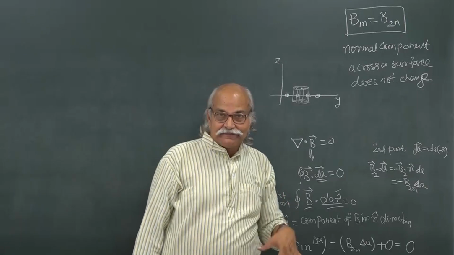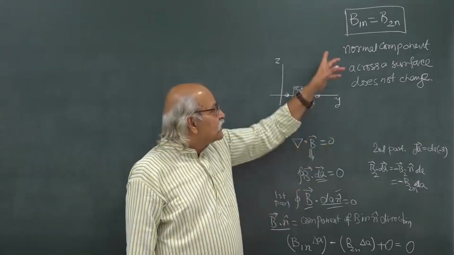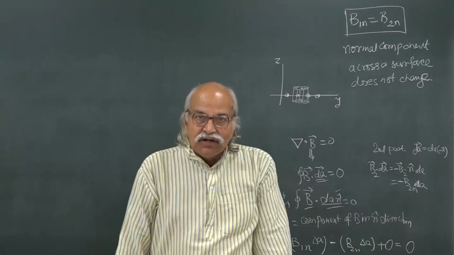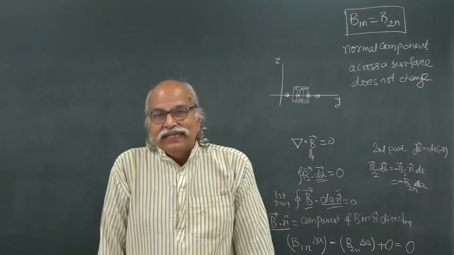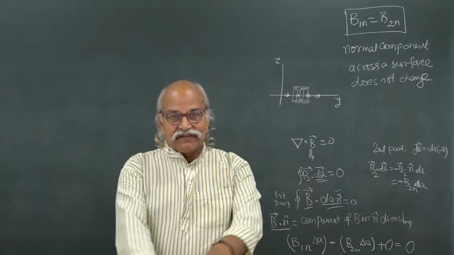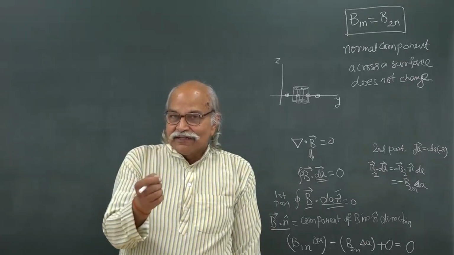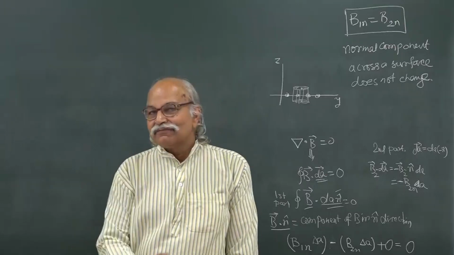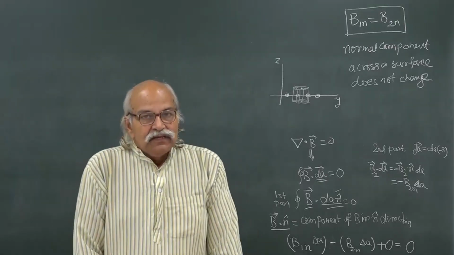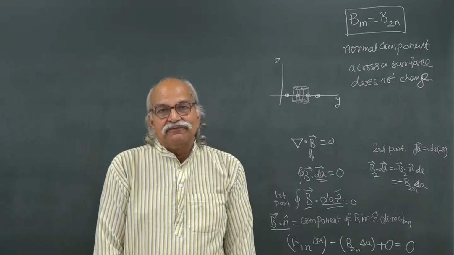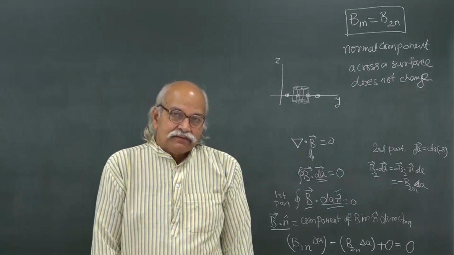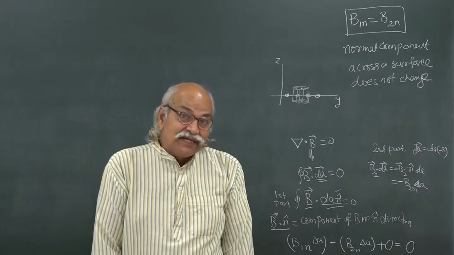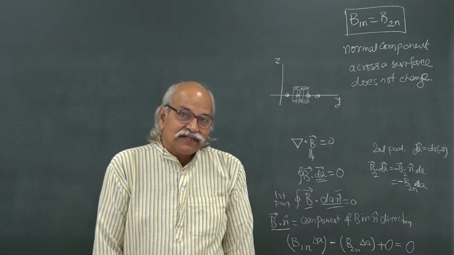current on the surface. Now, how is the tangential component related? The tangential component is not unique, because if you have a surface there is a unique normal, but perpendicular to the normal there are infinitely many directions. So, what we will do is find the tangential component parallel to the current and perpendicular to the current.